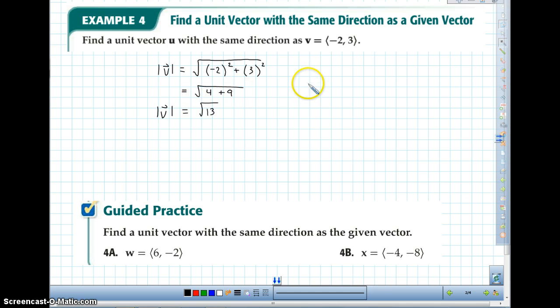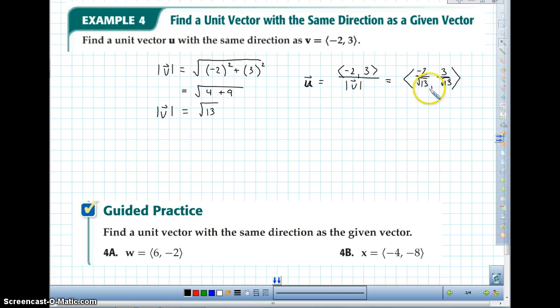Now I'm going to take this magnitude and use my unit vector formula. I can find a unit vector if I take the original vector v and divide it by the magnitude of v. The magnitude of v here was the square root of 13. So I'm going to take each of these components and divide them by the square root of 13. This is now a unit vector, and it goes in the same direction as our original vector did, but it's much shorter.